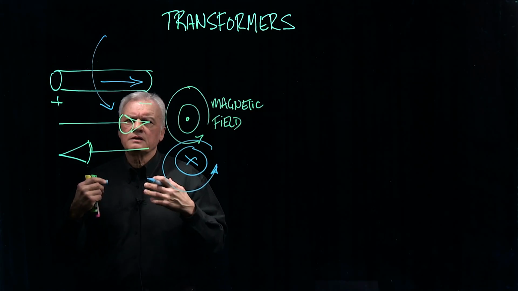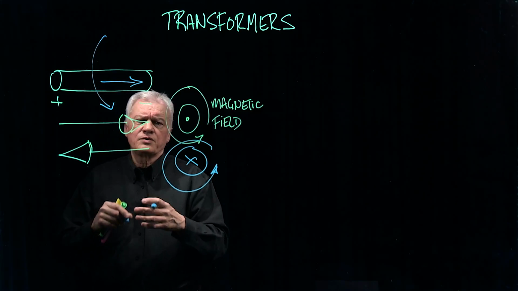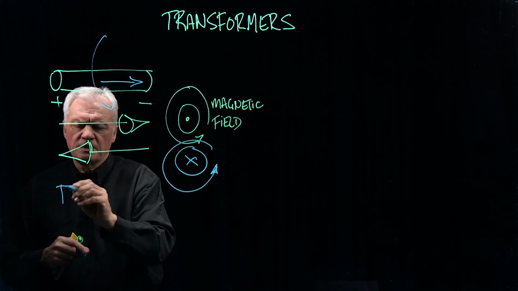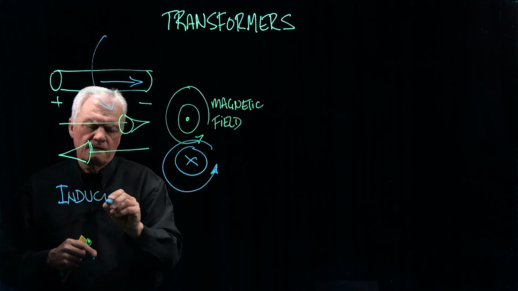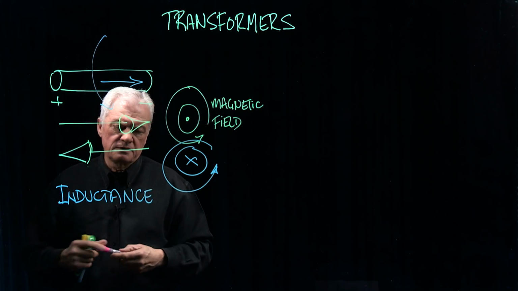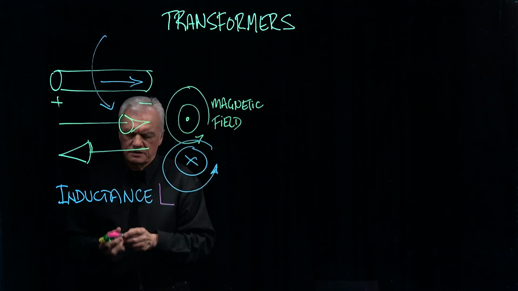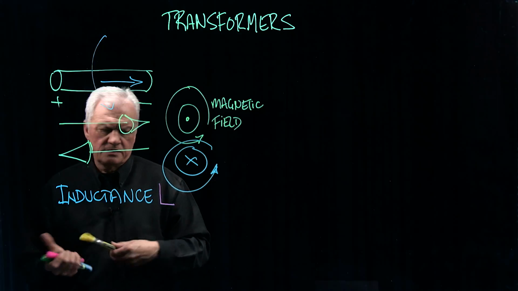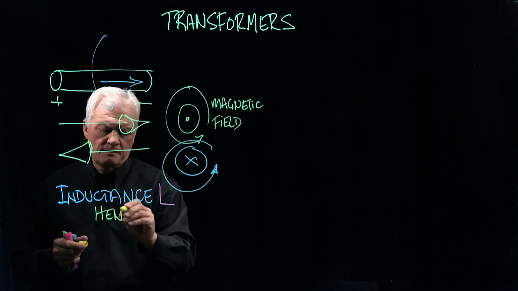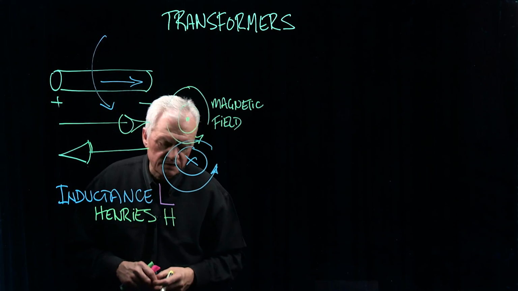Now, the property of the conductor that lets us create a magnetic field by moving charge is called inductance. And inductance is signified by the symbol L. And the units for inductance are henries. So we measure inductance in henries. And the symbol for henries is H.